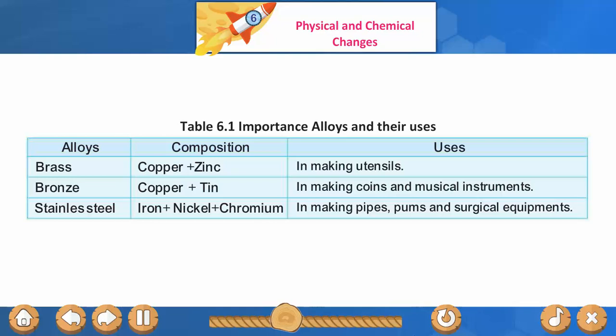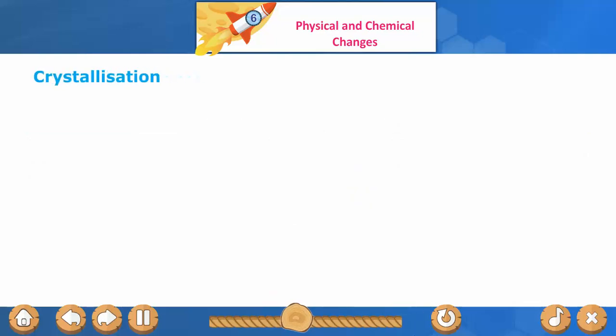Alloys: brass. Composition: copper plus zinc. Uses: in making utensils. Bronze, copper plus tin, in making coins and musical instruments. Stainless steel, iron plus nickel plus chromium, in making pipes, pumps and surgical equipments.